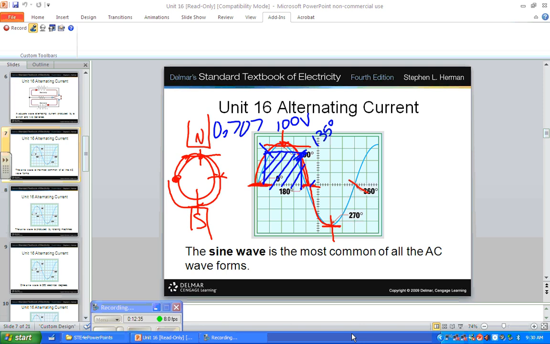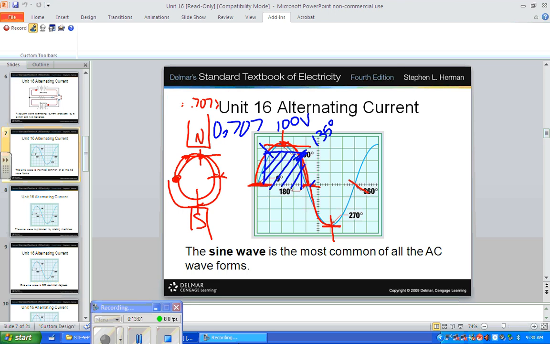So if you're reading 120 volts, and you know that RMS is 0.707 of the peak, let me write this out as a formula now. So we have the peak, let's say peak is equal to 0.707 times RMS. I mean, that's backwards, isn't it?